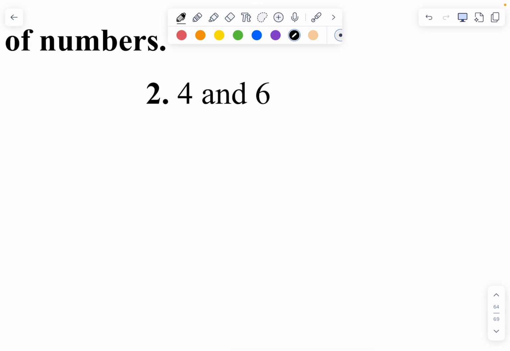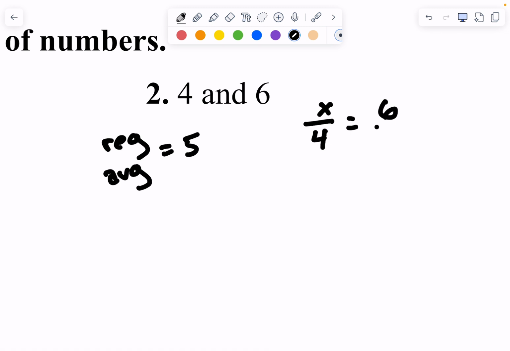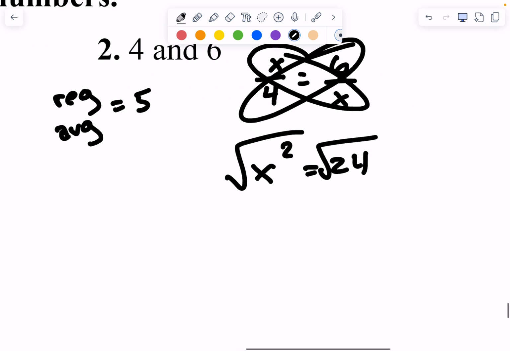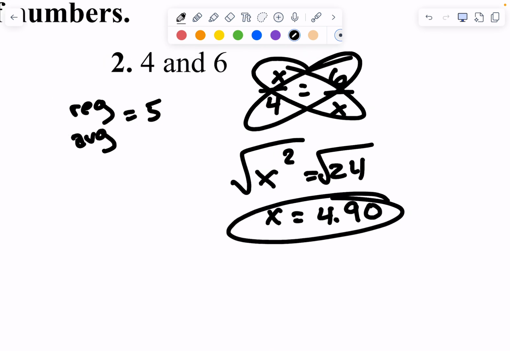No. Number 2, if you did the regular average, again, don't write this down, but if you did the regular average of 4 and 6, what would that be? 5, but that is not the case. If you do x over 4 equals 6 over x, x squared equals 24, and you take the square root, it's going to be a little less than 5. 4.9 what? 0? Yep. That's the geometric average, not exactly the same as the regular average.